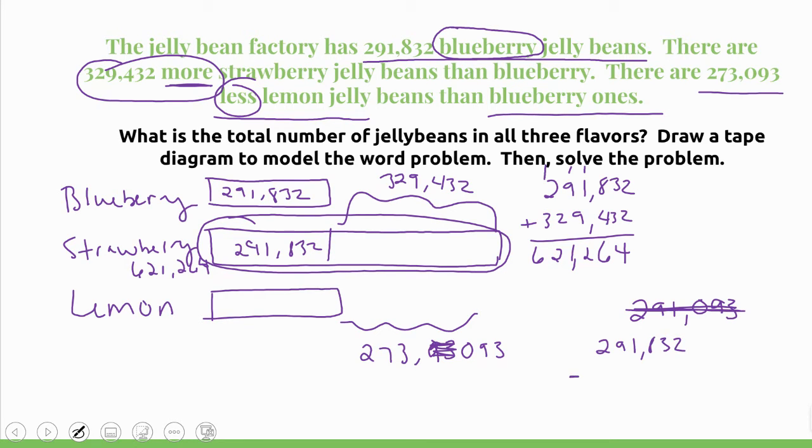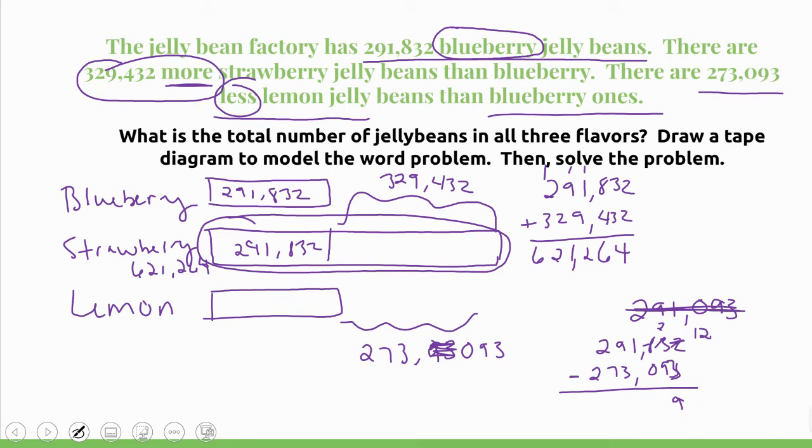291,832, and I'm going to subtract 273,093 from that. That is a 3. Okay, 2 take away 3, that's not happening. That 3 is going to turn into a 2. This 2 is going to turn into a 12. 12 take away 3 is going to give me 9.